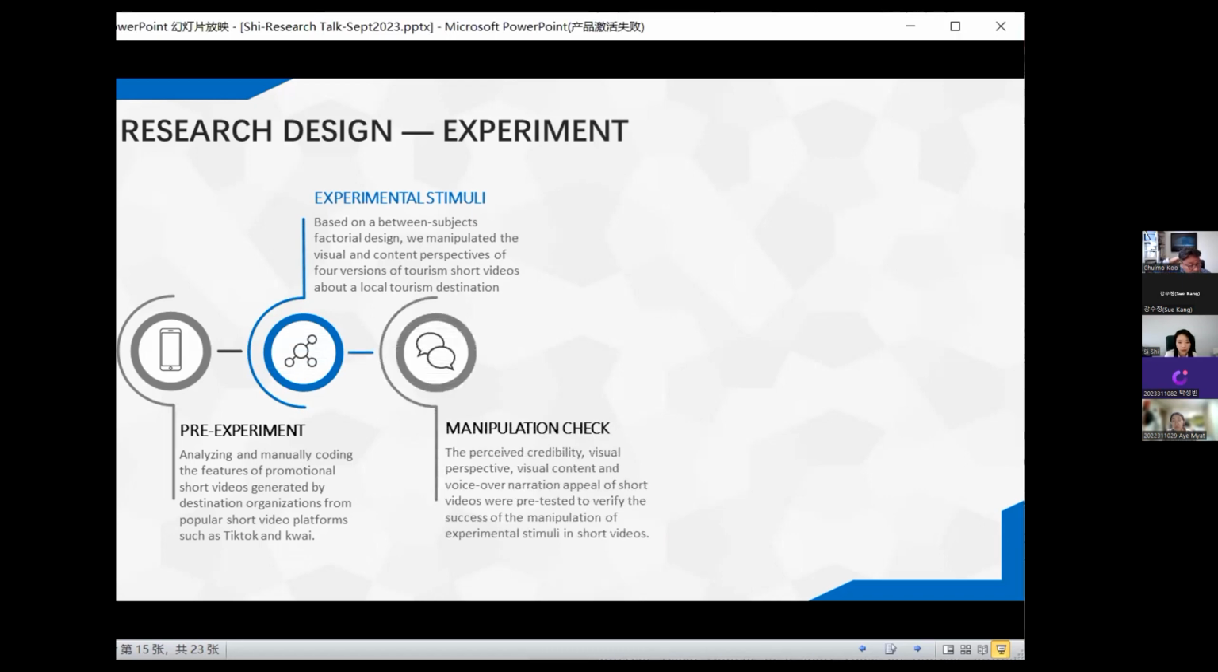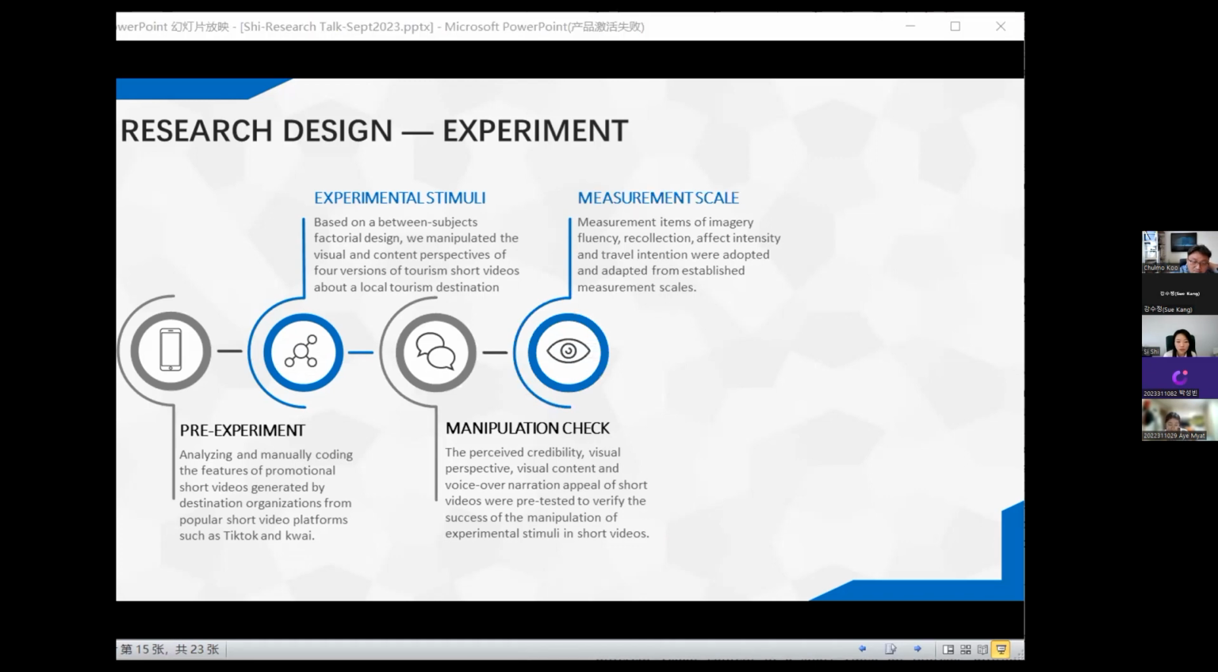After that, we conducted a pretest by recruiting nearly 200 participants to assess the successful manipulation of our stimuli before the formal experiment. The participants also assessed the perceived credibility, perceived understandability, and some other control variables of the short videos. The pretest showed that our manipulations of those key variables were successful. For the measurement items of our key mediating and dependent variables, such as the imagery fluency, recollection, affect intensity, and the travel intention, we adapted established measurements from the literature and slightly modified their wordings to fit our context.